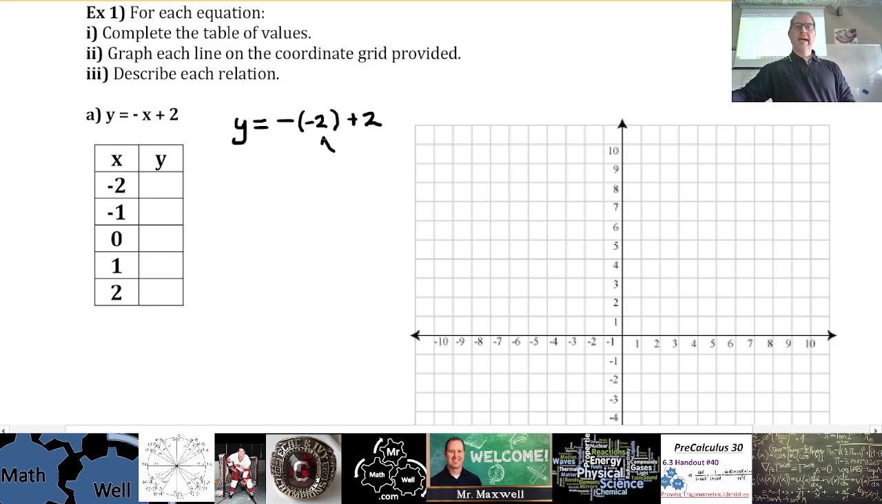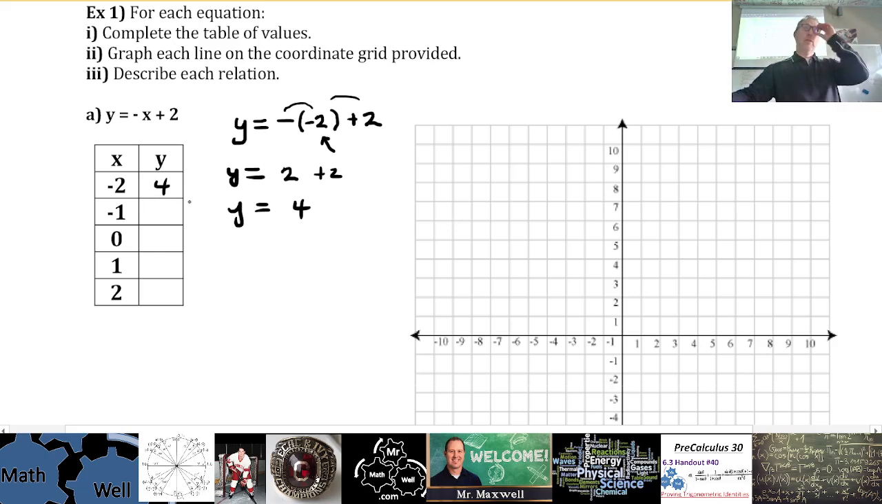So I've put x in. I'm going to let the function machine do its bit. It multiplies this number by negative 1, and then it adds 2 onto that. So y is going to be positive 2 plus 2. Y is going to be equal to 4. Does that sound good? Okay, so we put 4 right here. So the first point is negative 2, 4.